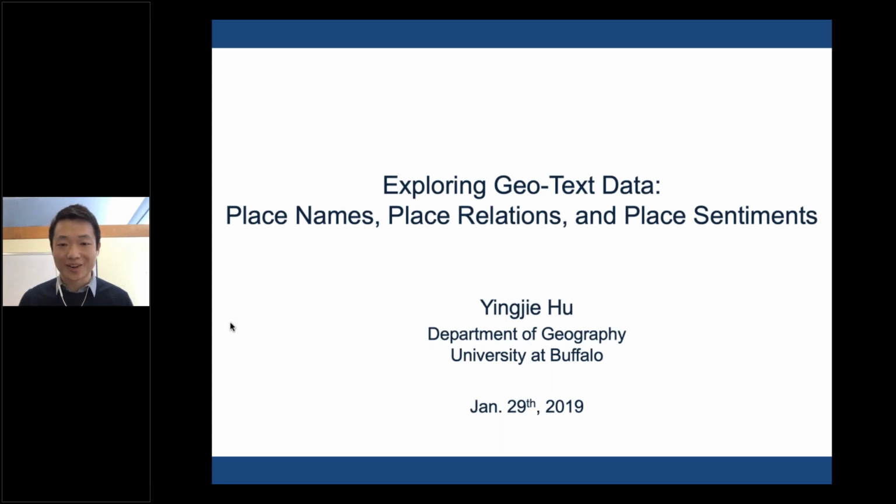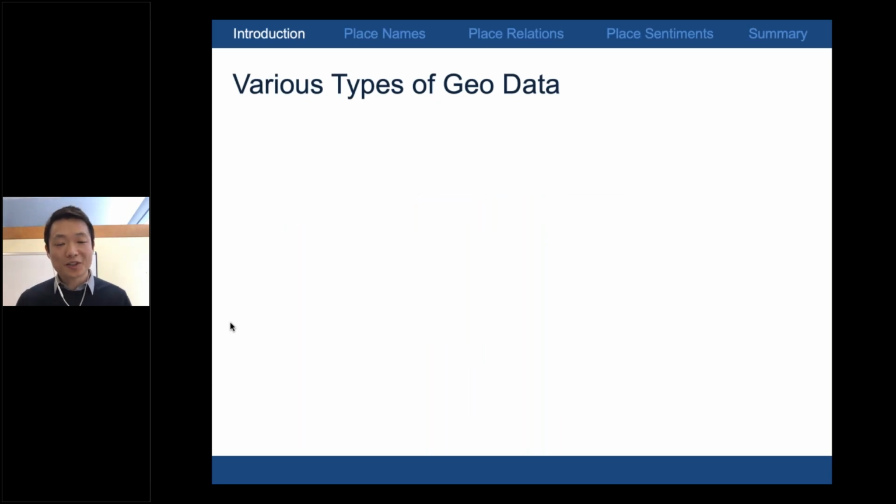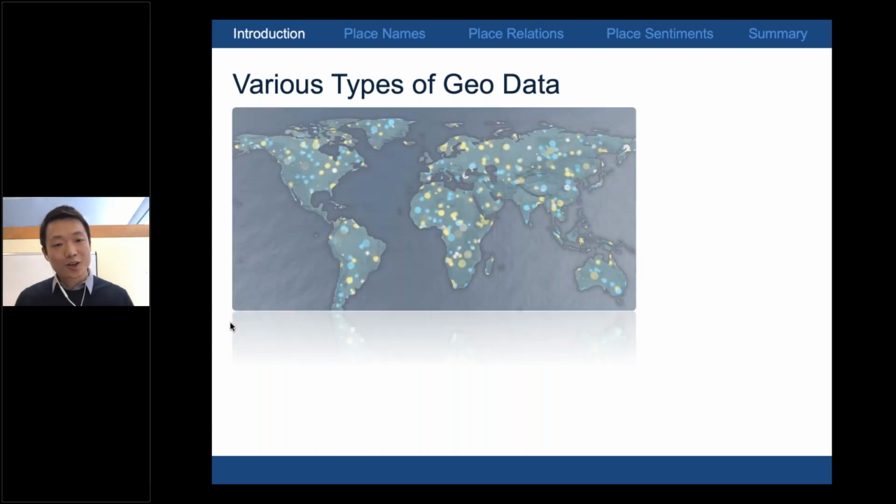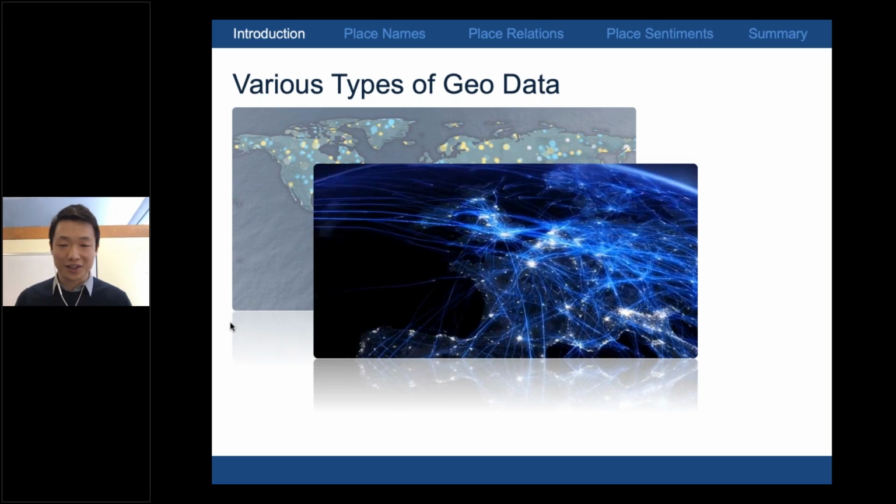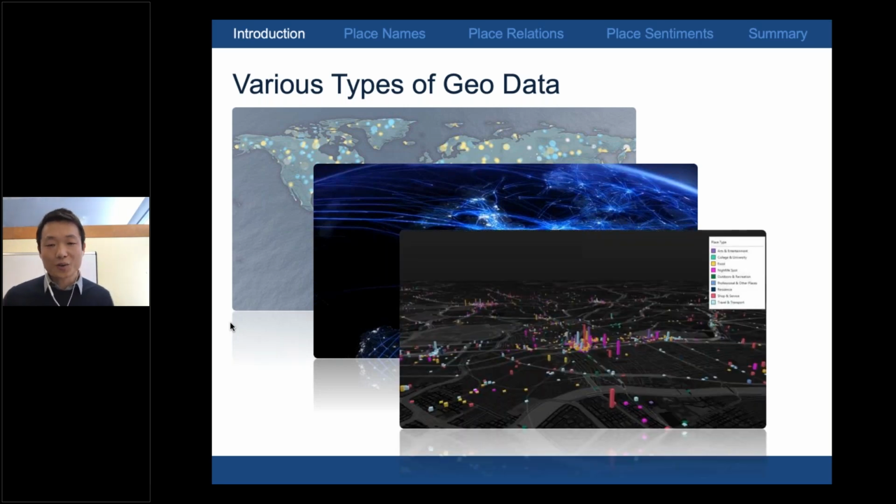Okay, everyone, good afternoon. Today, let's explore geotext data. Nowadays, many different types of geodata have become available. There are global events data, which tell us the location and the time of events happened throughout the world. There are international flight data, which enable us to study the connections among cities. There are also social media data, which allow us to understand the behaviors and activities of people at different locations.